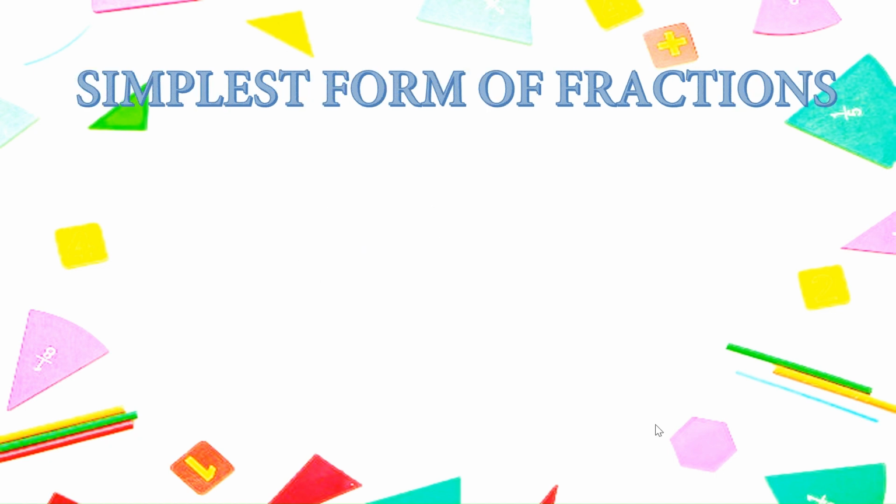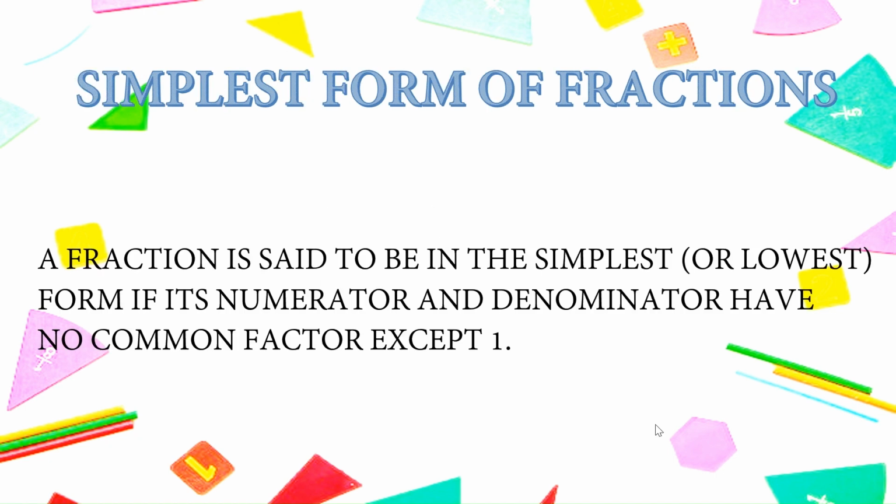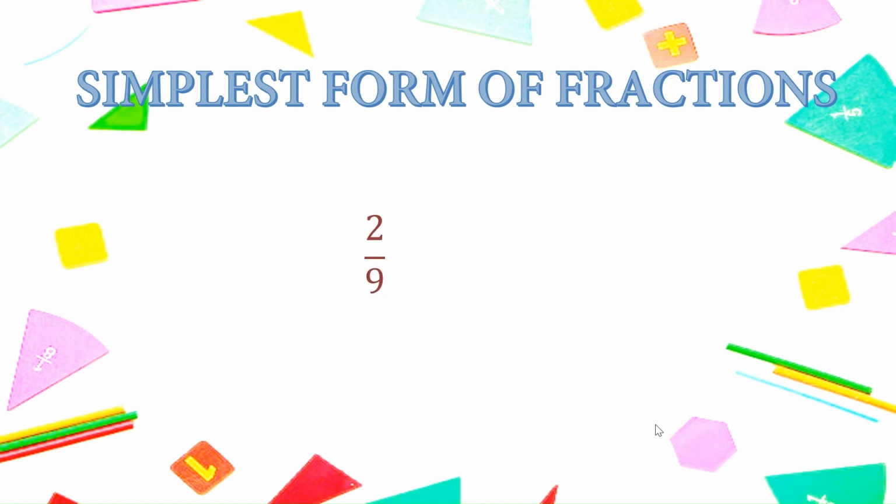Simplest form of fractions. A fraction is said to be in the simplest form if its numerator and denominator have no common factor except 1. Consider this fraction 2 upon 9. Factors for the numerator are 1 and 2 and for the denominator 1, 3 and 9. In these, we have only 1 as a common factor. So we can tell this fraction is in its simplest form.